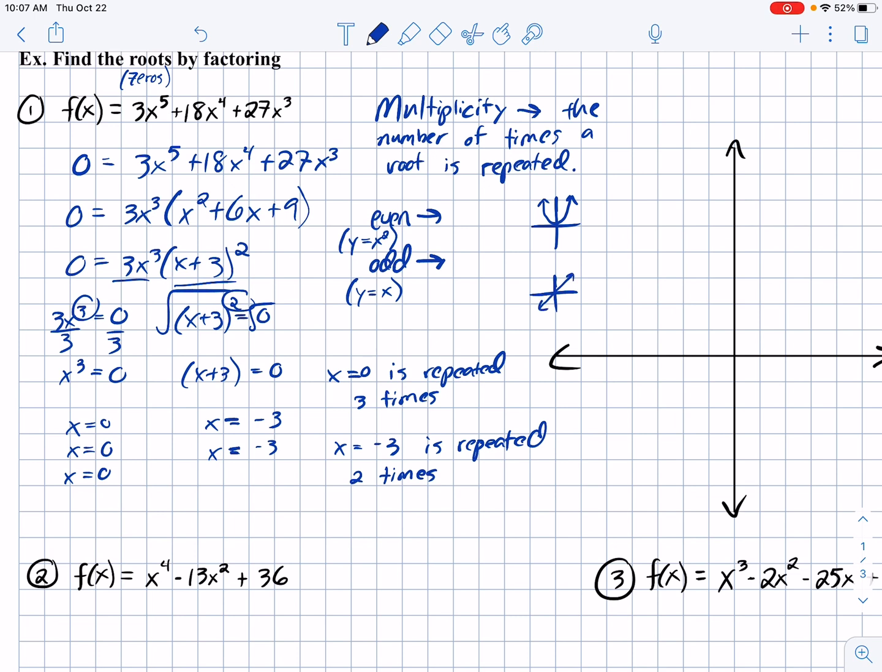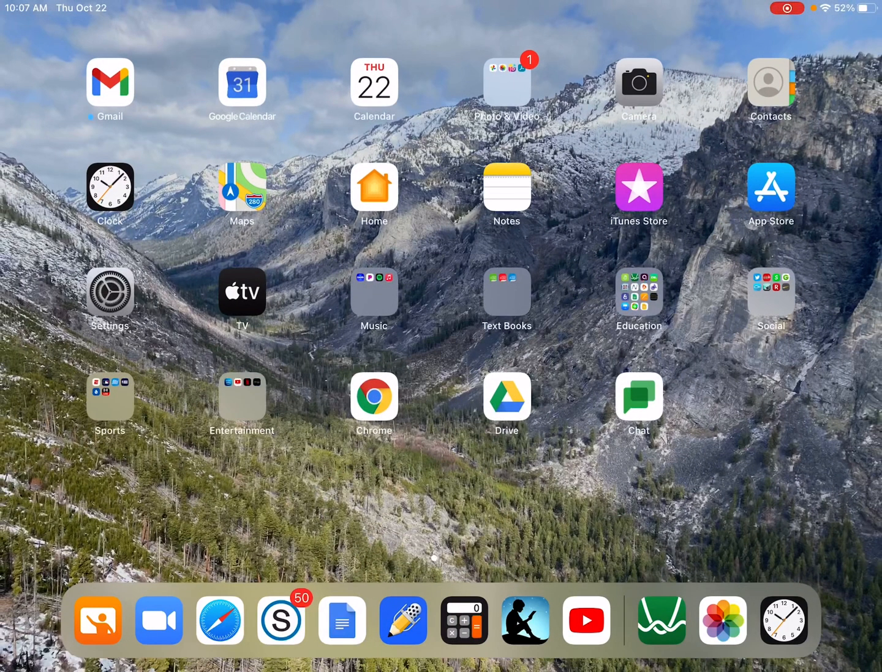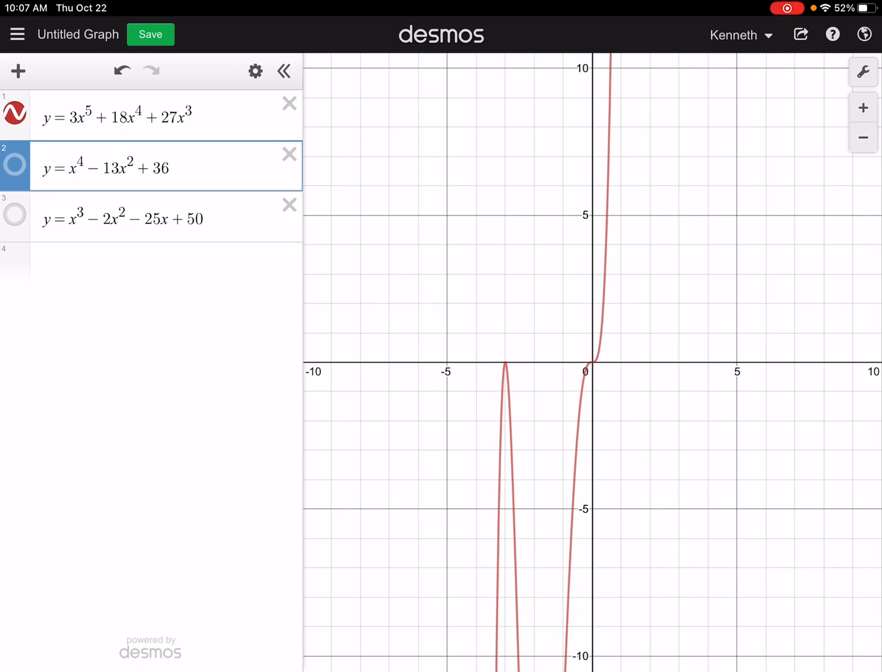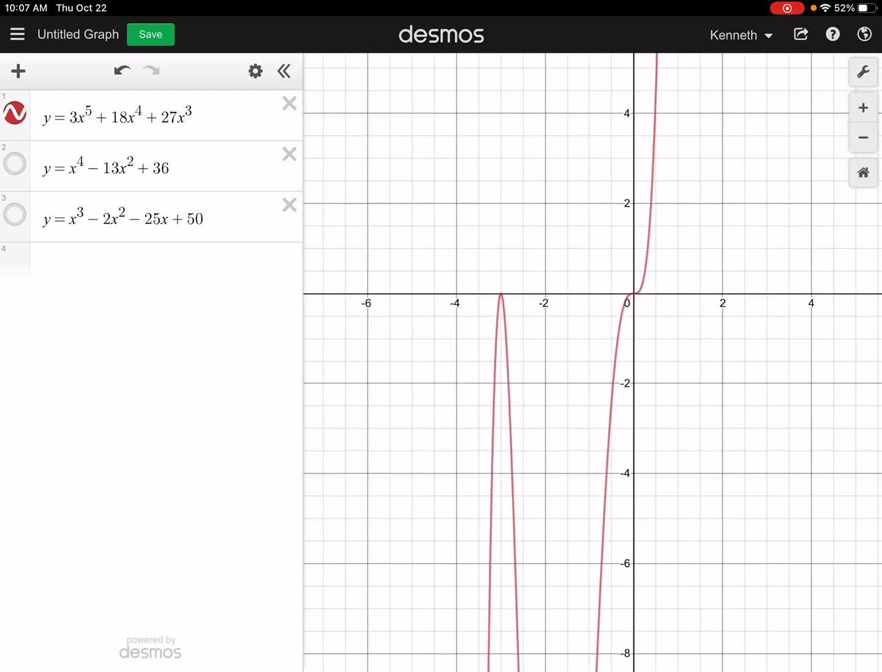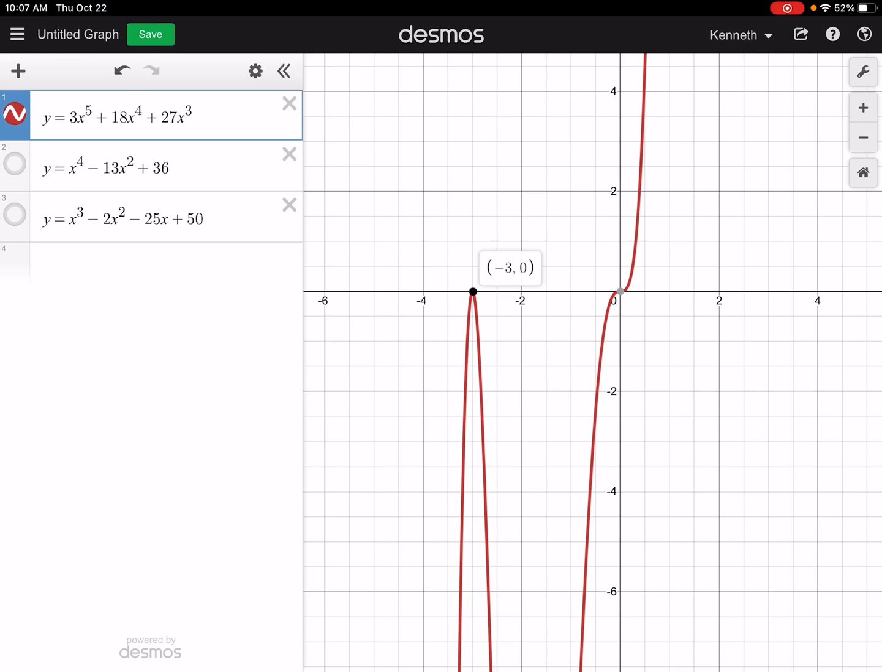Okay. Let's go look at what this function y equals 3x to the 5th plus 18x to the 4th plus 27x cubed, this polynomial function, looks like on Desmos, and see if you notice something about what happens at 0 and what happens at negative 3. Well, hopefully you can see at negative 3, when the graph comes up to negative 3, it bounces right back down, just like it was an x squared, and that's because it's an even multiplicity. At 0, it goes through 0 and turns up the other direction.